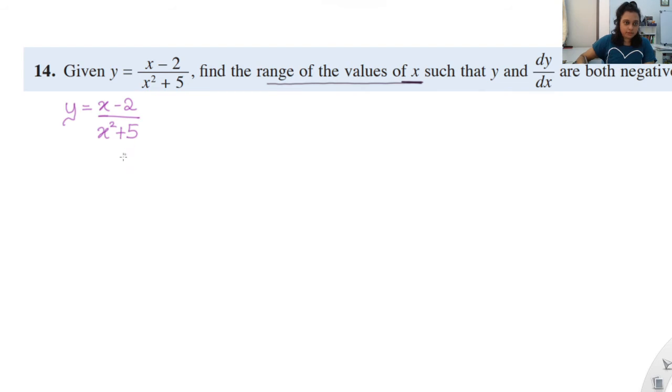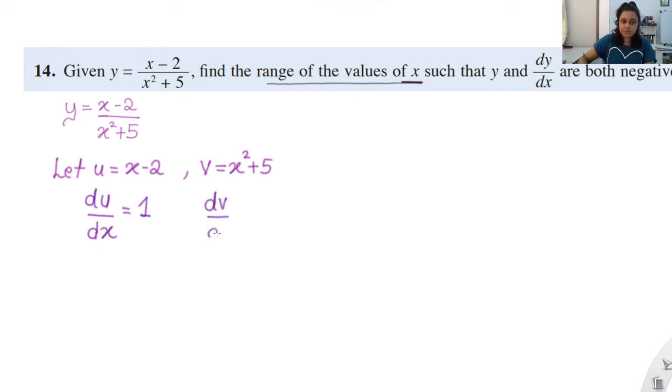All right. Now let's find, so this one is going to use quotient rule. So I'm going to let my u equal to x minus 2 and my v is going to be x squared plus 5. So we're going to do that first. Now when you're going to apply this, just be careful when you differentiate. Differentiate this with respect to x, so here we get 1. Differentiate this with respect to x also, so we get 2x. Done. Now let's write inside our quotient rule formula.